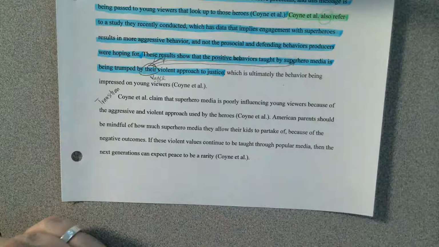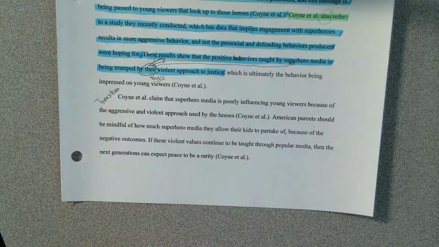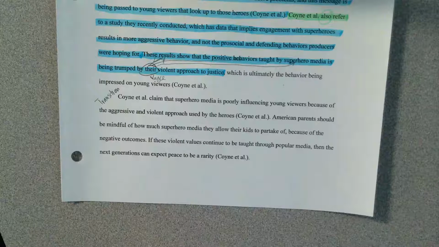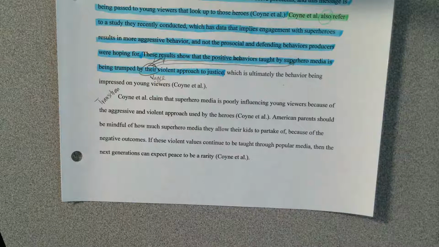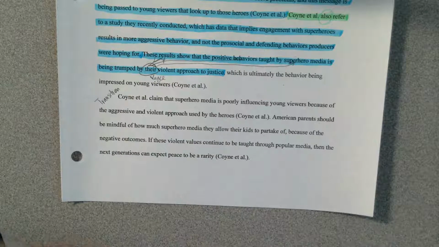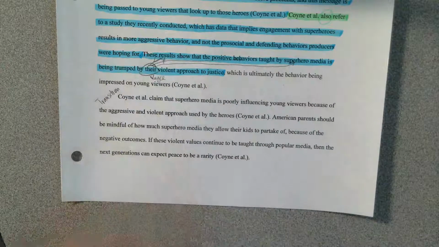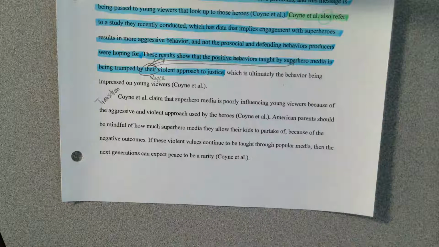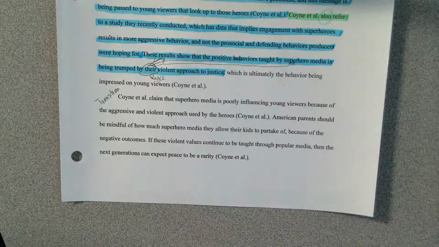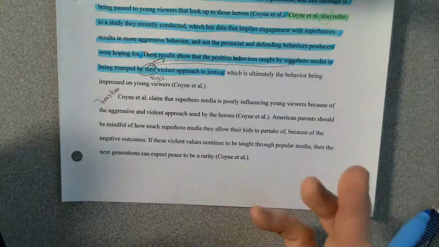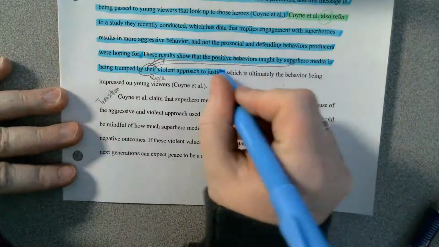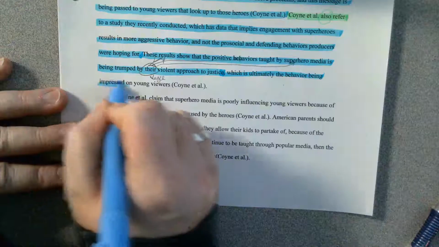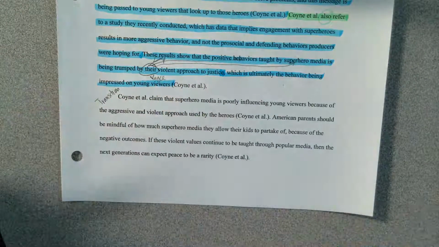So be careful when you're using there or they or it, because it could be vague depending on how you've set up that vague pronoun in the rest of the sentence. If there's only one thing up here, then it would have been okay. But since it could refer to more than one, that's a stylistic error that I would mark down. Okay? But they did an incredible job of pointing out this point, which is ultimately the behavior being impressed on young viewers. I love the elevated writing and language that they used here.